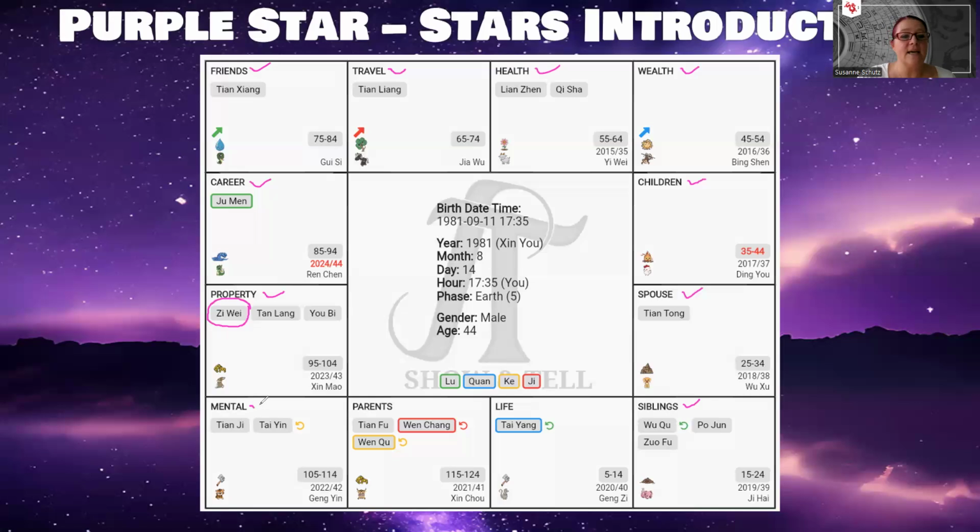If the Ziwei star appears in the mental palace, sometimes it's also called the happiness palace, it means that you tend to feel a little bit lonely emotionally. You're easily lonely. The Ziwei star is an emperor star, and the emperor needs supporters. Otherwise, who are you going to govern? But at the same time, you're quite lonely there at the top.